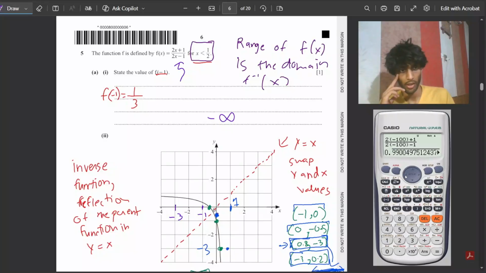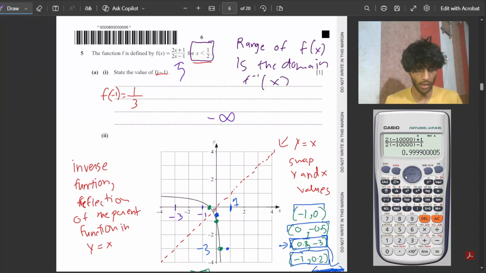0.99 something something. Now, instead of -100, let's put in -10,000, and then -10,000 over here. What do we get now? We get 0.99999. I think you can see the pattern. If I add two more zeros here and two more zeros here, we're going to get 0.999999999, I believe.